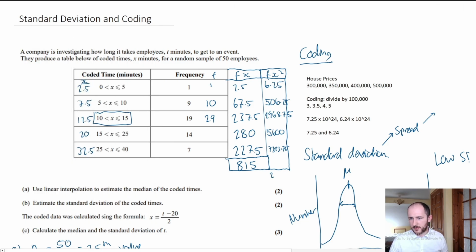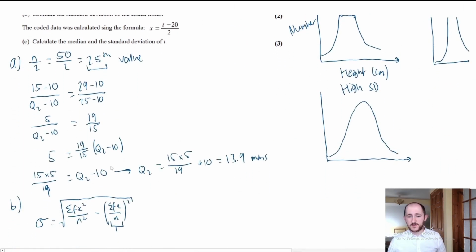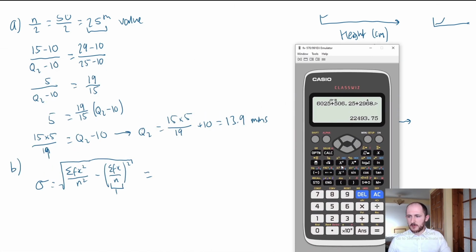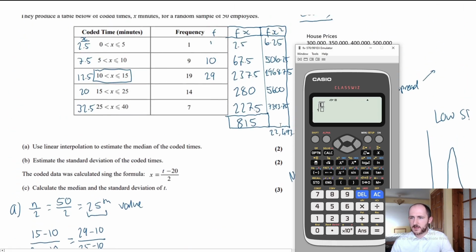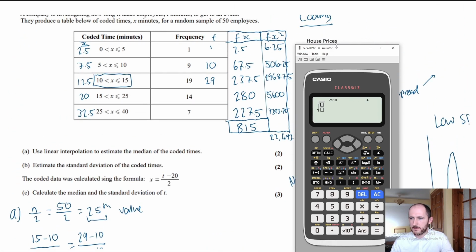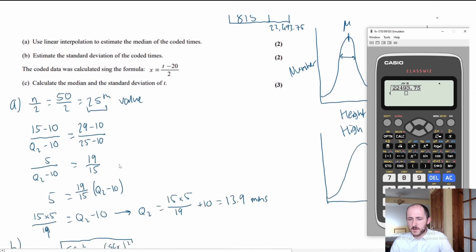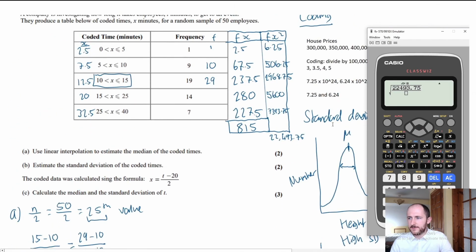So I'm actually going to put it underneath the box because my box is not big enough. 493.75. And now it's just a matter of subbing it into this formula. Okay? So I'm going to do it all on the calculator. Press square root, fraction button. You have the sum of fx squared, which is this bottom number here, because remember, we've added them all up. 22,493.75 over n squared. So it's over 50 squared.